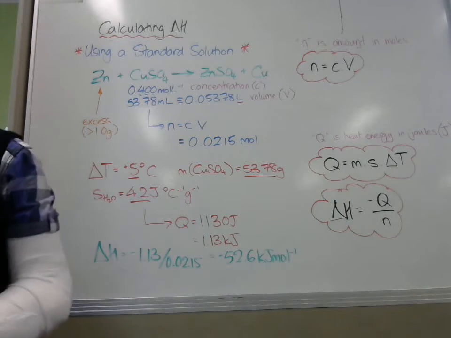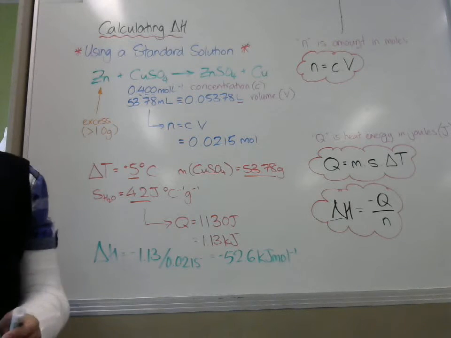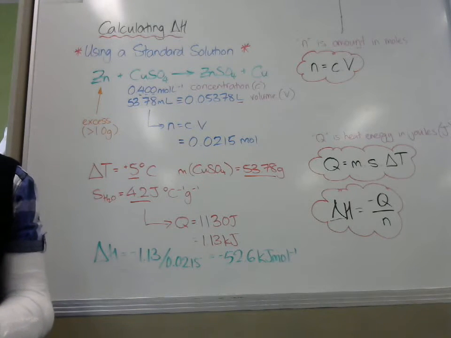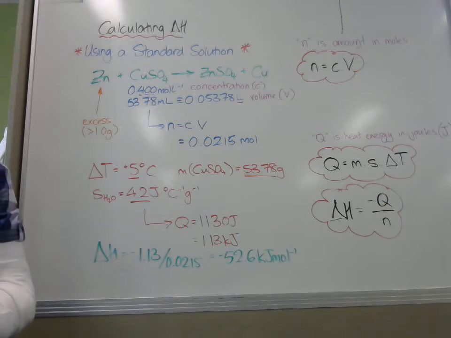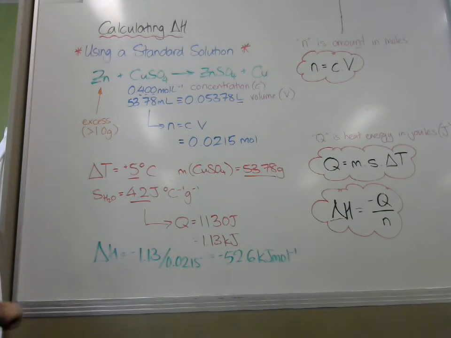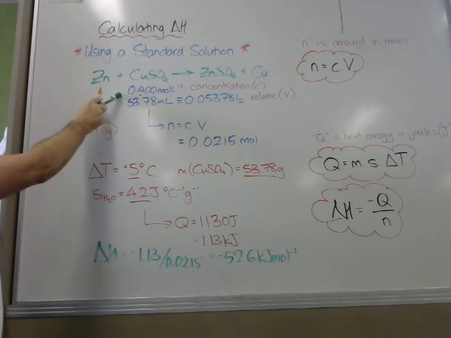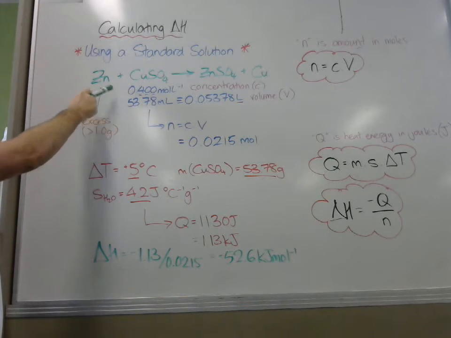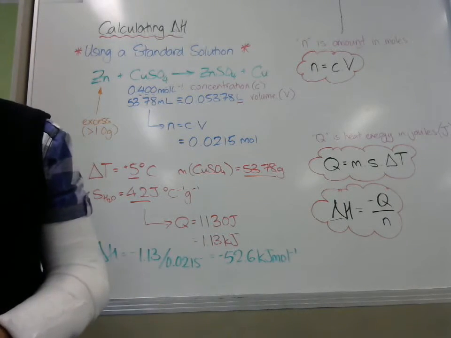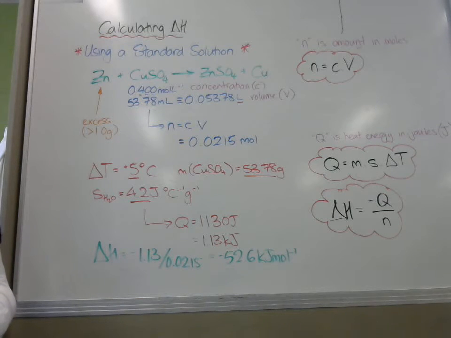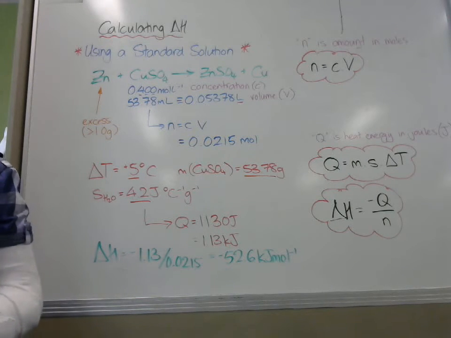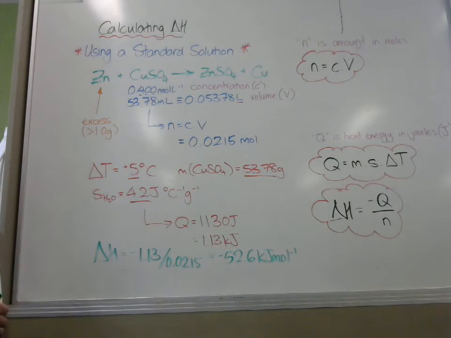The reason is we had an open system. We did this in a polystyrene cup. There was going to be some heat lost to the environment that we couldn't record with our thermometer. This could also have changed between when it was made and when we used it, because it was not necessarily kept in a closed bottle. So sometimes our calculated values are not as precise as we need them to be, which is why we often use bond energies to work out these values.